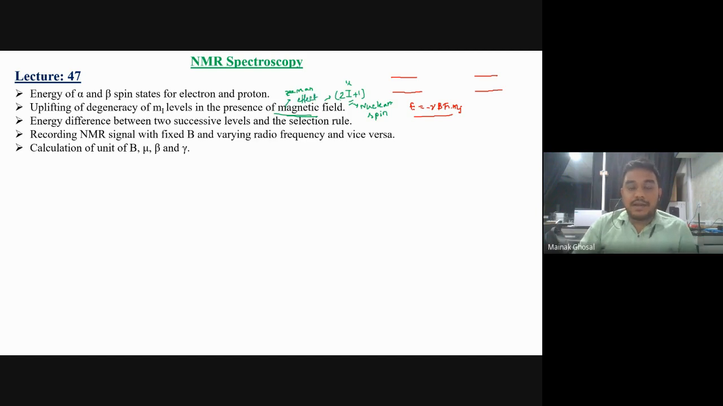Okay. Now the same thing happens with rotational energy levels, which I have also discussed. In case of rotational energy levels, it is seen that the equal energy levels are separated in presence of an electric field. So the effect is the same but the name is different. The name is Stark effect. The same thing is there but the fields are different. Now the energy difference between two successive levels and also the selection rule were also discussed.